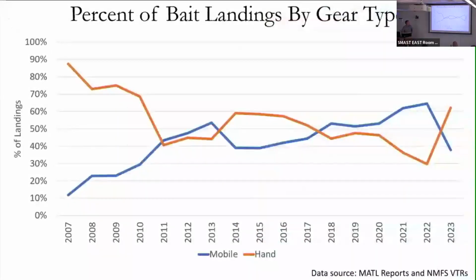Just looking at the percent of bait landings by gear type, you can see there's been a bit of a change. It was about 90% by hand in 2007. It's dropped over time. So we did see a bit of a reverse last year in 2023. I expect that to go back in 2024, where we have more harvest by draggers based on the new regulations. That's the expectation anyway. Guaranteed. Yeah.